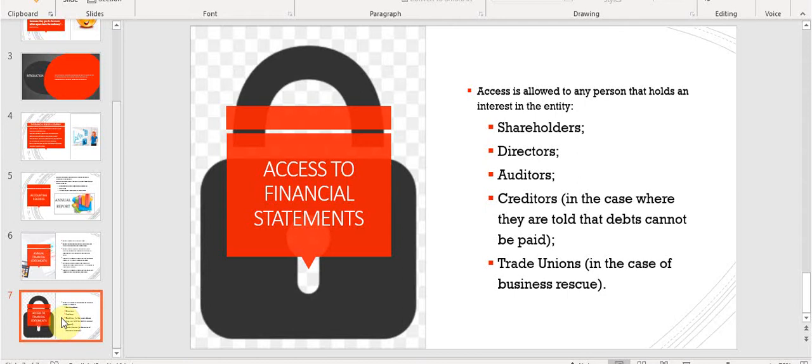Same with a trade union. So generally, in terms of private companies, trade unions do not have access to the financial statements. But if the business is being liquidated, or they are in business rescue, or they are in a process where some of the staff will be retrenched, then trade unions are allowed to have access to the financial statements as proof that they really cannot afford to pay the salaries of these workers or these employees anymore.